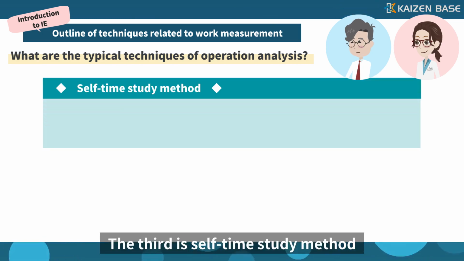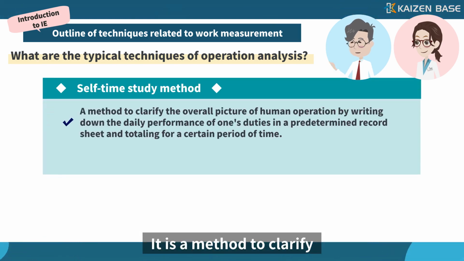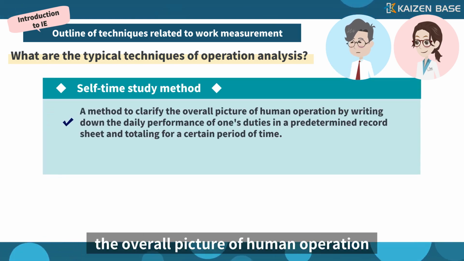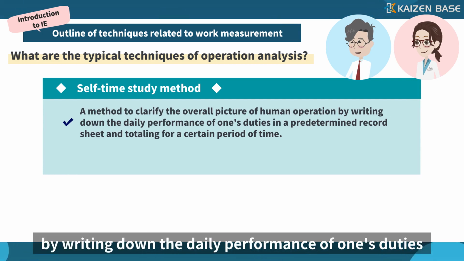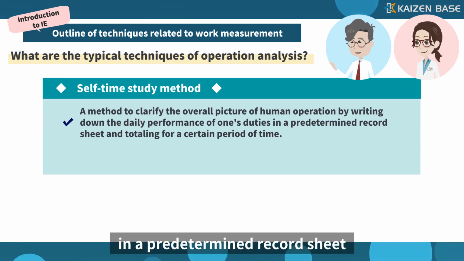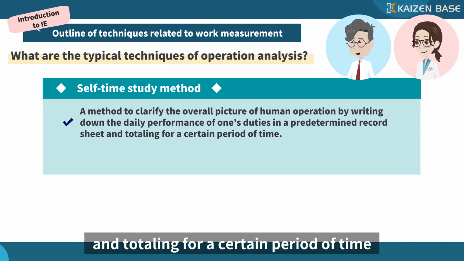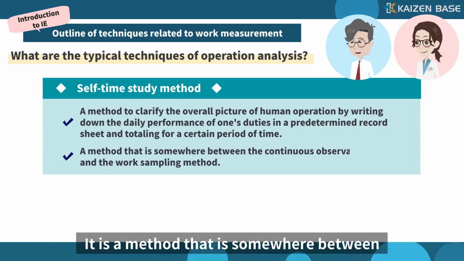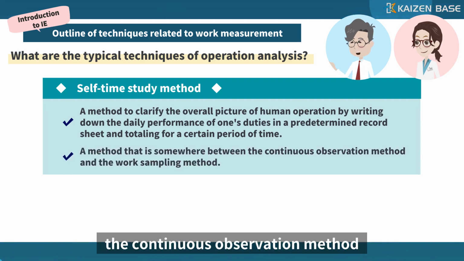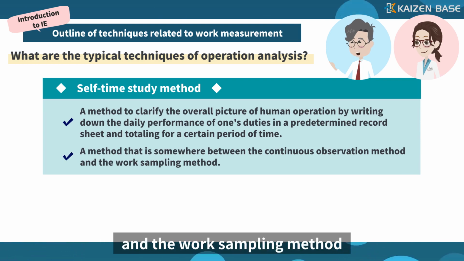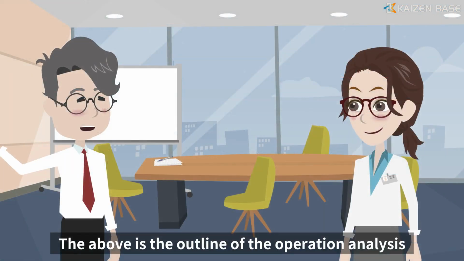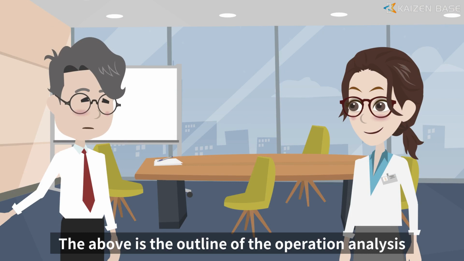The third is the self-time study method. It is a method to clarify the overall picture of human operation by writing down the daily performance of one's duties in a predetermined record sheet and totaling for a certain period of time. It is a method that is somewhere between the continuous observation method and the work sampling method. The above is the outline of the operation analysis.